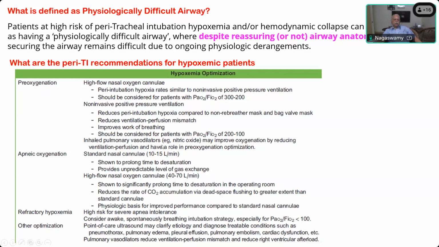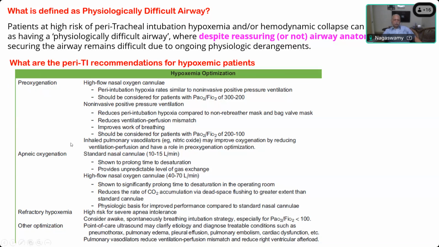In cases where there is an increase in hypoxic pulmonary vasoconstriction, you can use pulmonary vasodilators like nitric oxide, and also you can use them to improve the ventilation perfusion matching, the role of pre-oxygenation optimization.